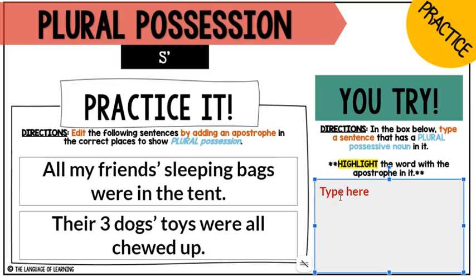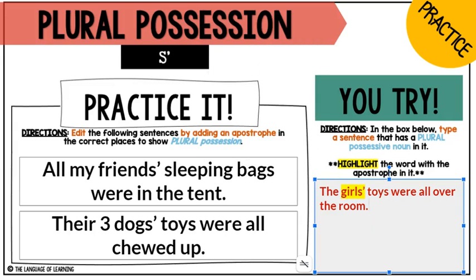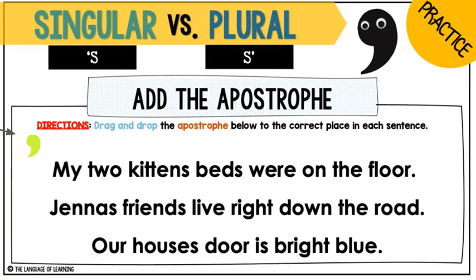Now we're going to make our own sentence with a plural possessive. The girls' toys were all over the room. Girls is my who, and what they're owning is the toys. Got to highlight girls. There we go.